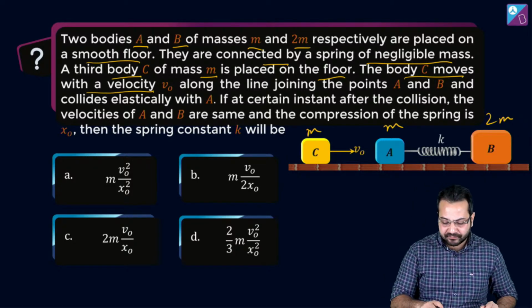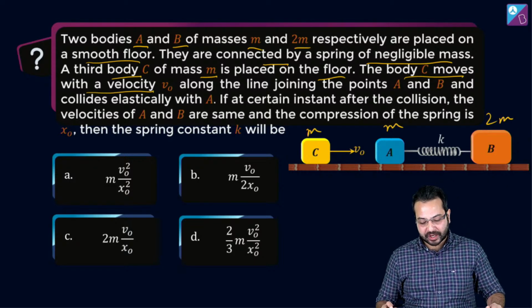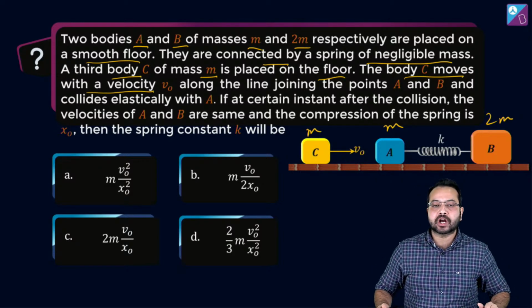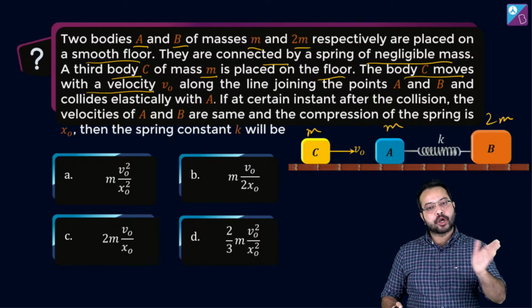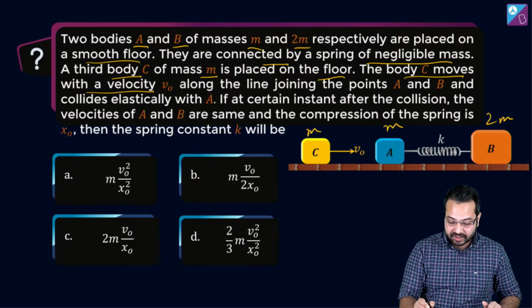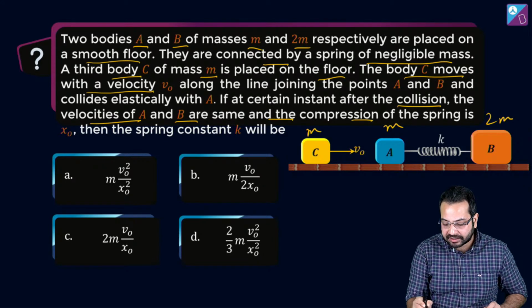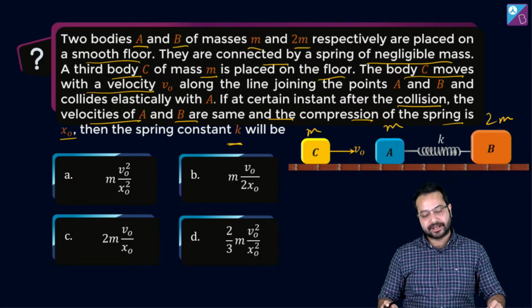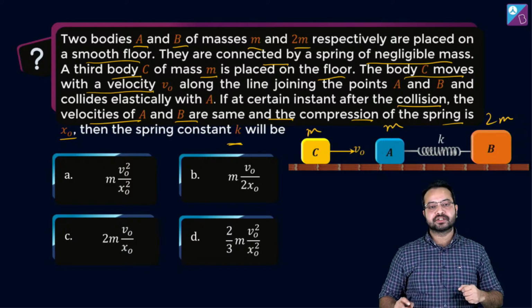Okay, done. And then what do we have? We have this block C, which is moving at a velocity of v0, and it is going to strike A. When it strikes A, then A and B will start moving, and you can understand that initially A is going to move faster than B, because the impact has been on A. So A will move faster than B, which means the spring is going to get compressed. And we are saying that at a certain instant after the collision, the velocities of A and B are the same, and the compression of the spring is x0. Then we have to find out what is the spring constant K. So when the velocities of A and B become equal, the compression of the spring is x0, and we have to find the value of K.